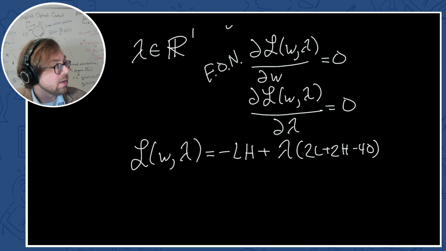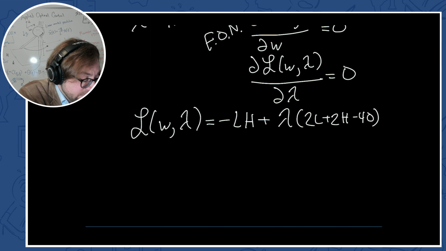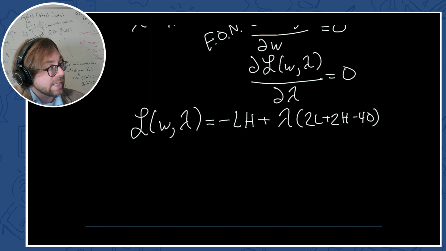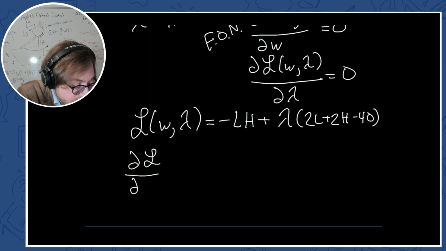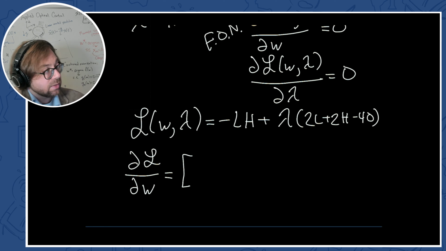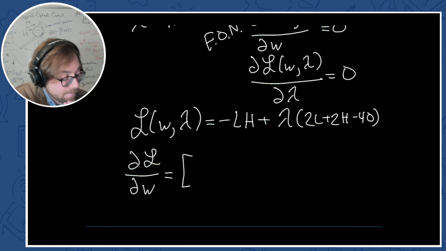If we're going to want to do gradient descent, let's figure out right now what those gradients are. We could use the symbolic toolbox, but let's keep it simple for today. So, what's our partial Lagrangian partial w? Well, that's going to be a gradient.